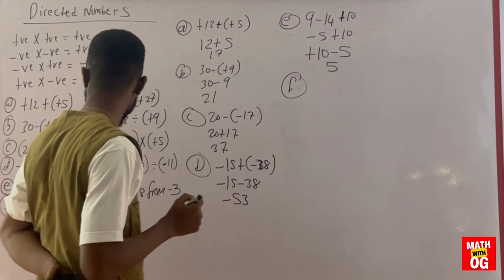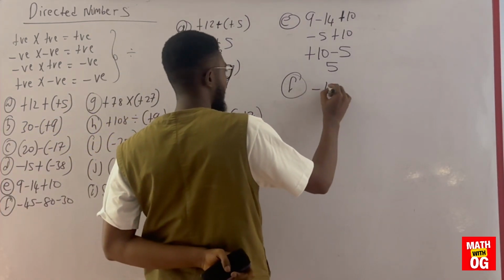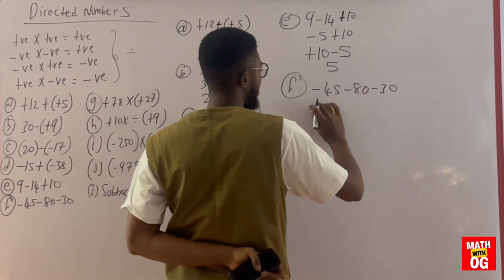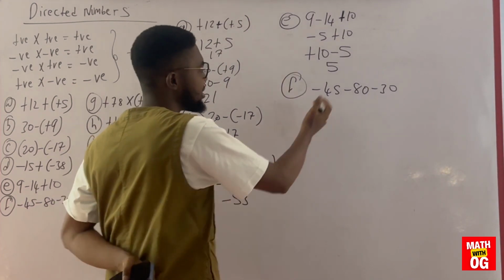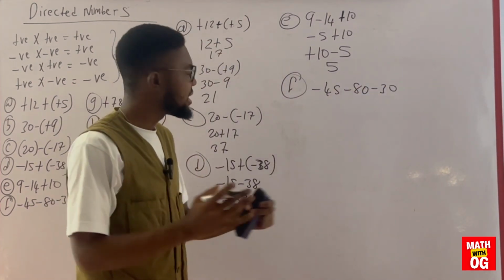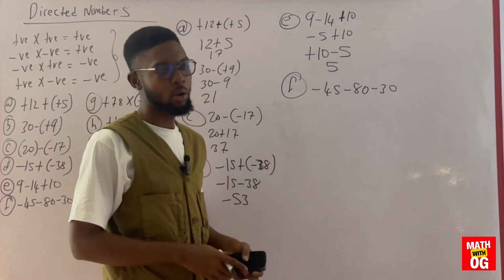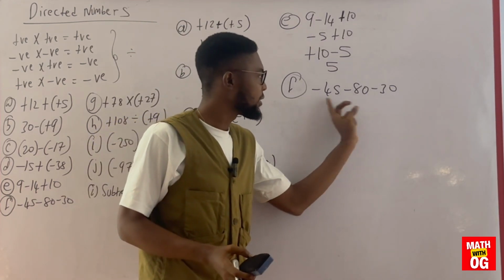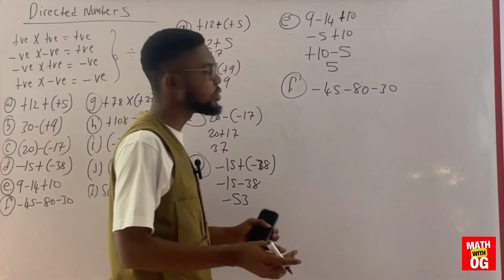F, you have minus 45 minus 80 minus 30. So we can do everything together: negative, negative, negative. Add them up, introduce your negative sign, or we can do it 2 at a time. Minus 45 minus 80. Add 45 to 80, you have 125. Introduce your negative sign.